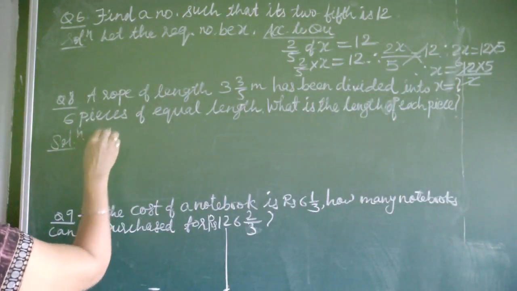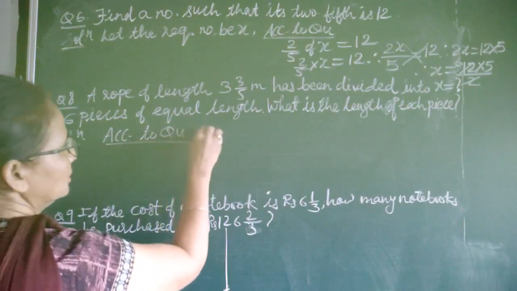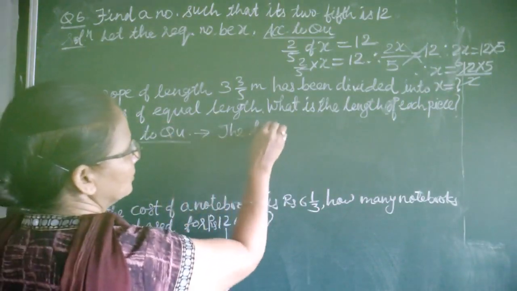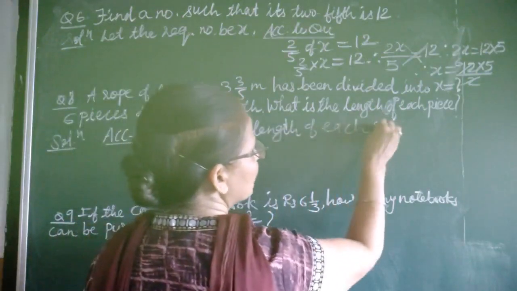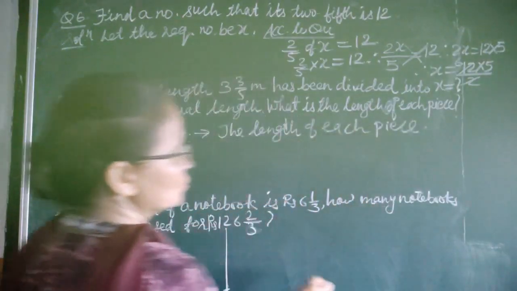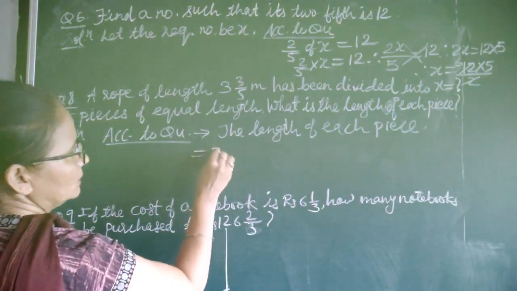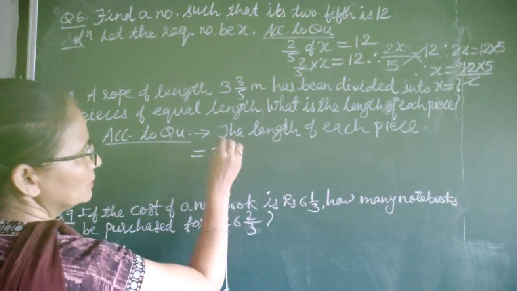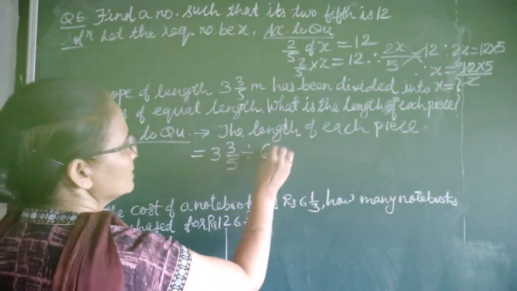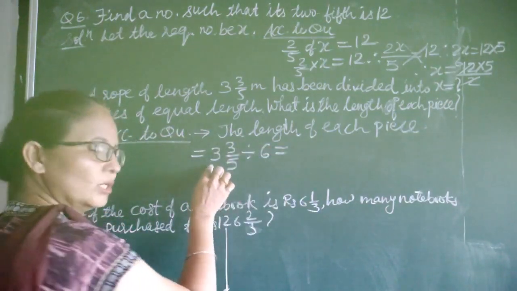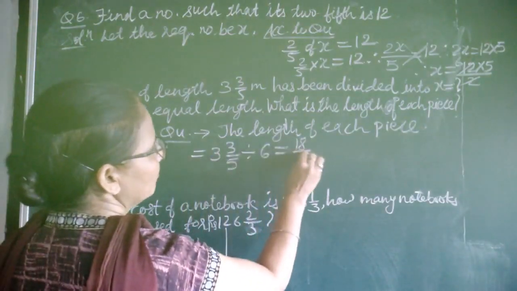We will write according to the question. The length of each piece is equal to the total length of the rope. This you have to divide into 6 equal pieces. So divide by 6, and now simplify. You have to convert into improper. 5 3s are 15 plus 3, 18 by 5.